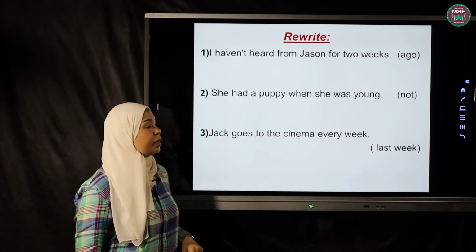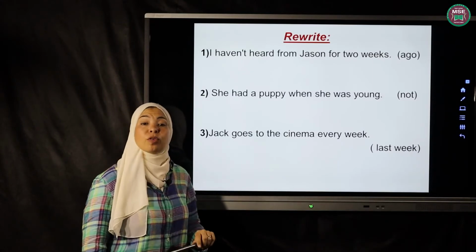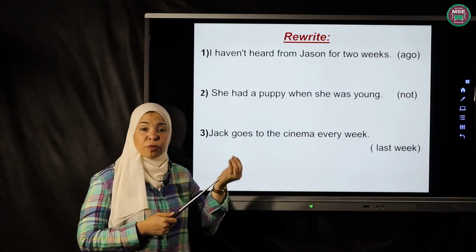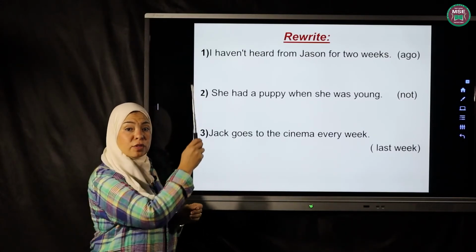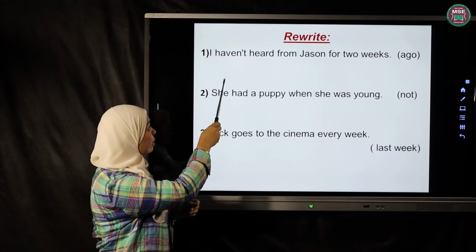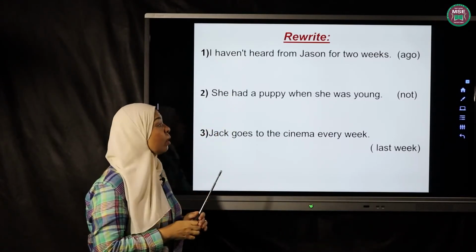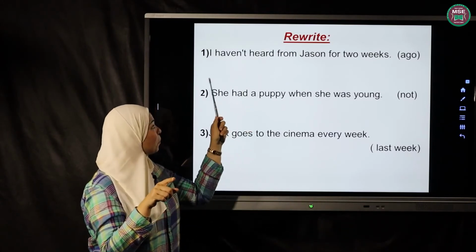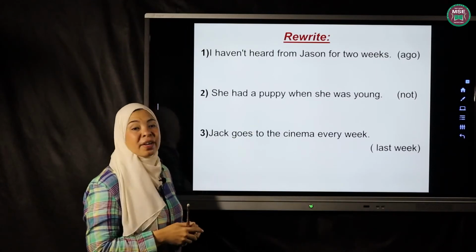The first sentence here: I haven't heard from Jason for 2 weeks. And I want you to use ago. Of course, when I ask you to use ago, which is a time expression for the past, it means that you are going to change the sentence from the present perfect form, as you see, haven't heard, to the past. Heard is the PP, past participle. This is present perfect and heard is the PP form of the verb. Okay, rewrite using ago.